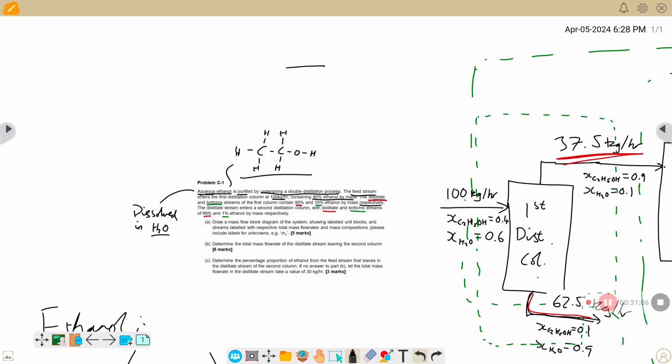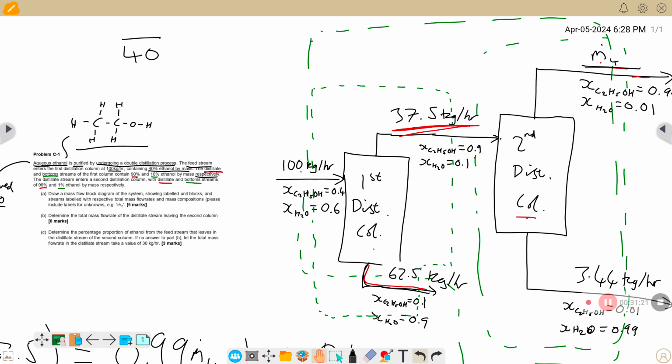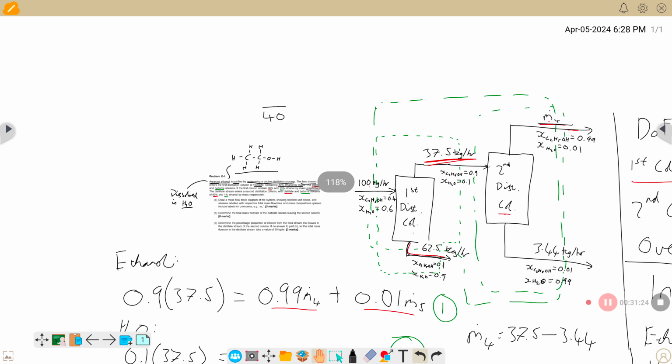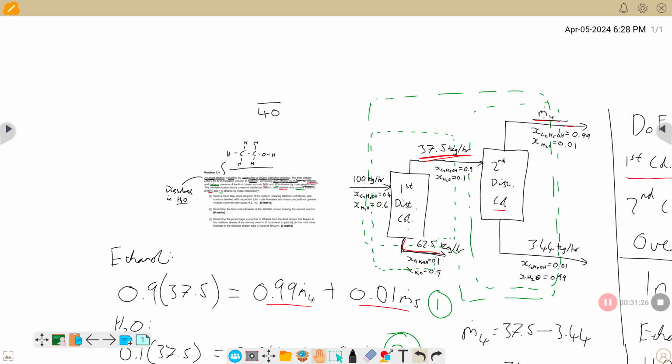is 40% of 100 kilos an hour, so that's 40. So we're asking, of that 40, how much leaves in the second distillate stream? Well, if we go to our mass flow block diagram, we can see that the ethanol leaving in the distillate stream of the second column is 99% of the overall mass flow rate. So we could write it out as this. We could say this is 99% of M4 over 40.